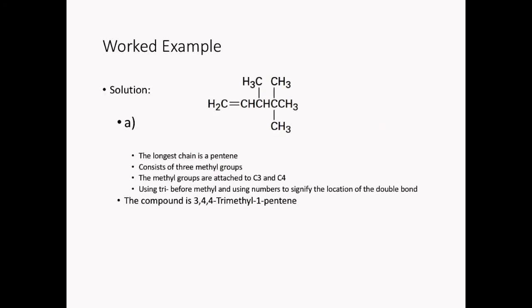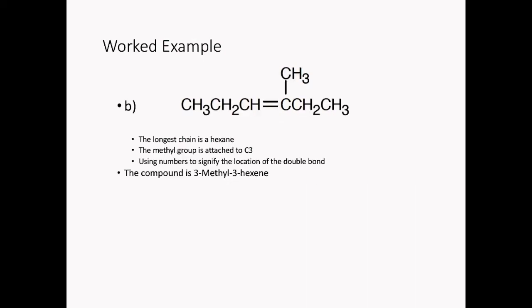So here is the solution. The longest chain containing the double bond would be a 5-carbon chain. 1, 2, 3, 4, 5. We want to number so that we give the carbon of the double bond the lowest possible number, so that will be numbering from the left. There are 3 methyl groups at carbons 3 and 4, so we have to use the prefix tri before methyl, and then we have to indicate which carbons those methyls are on. So then the full name becomes 3,4,4-trimethyl-1-pentene.